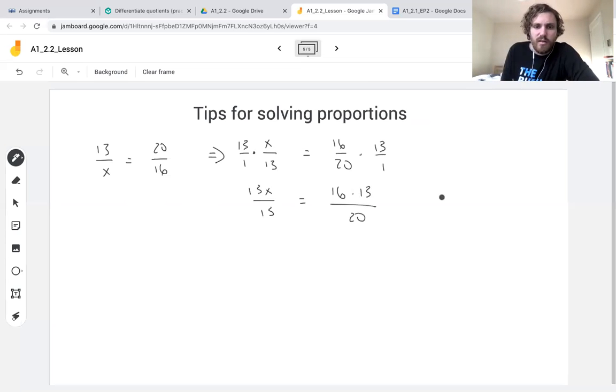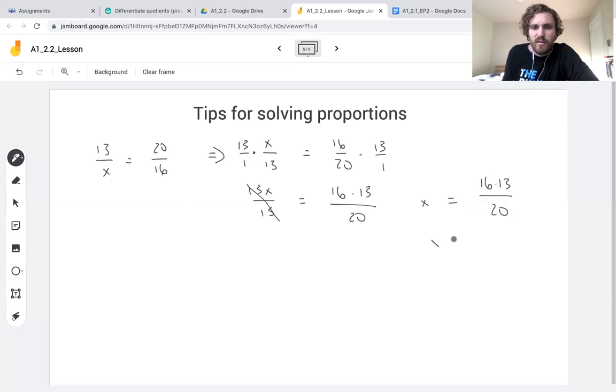So that's fine. And then I would get x is equal to, since 13 divided by 13 is 1, 16 times 13 divided by 20. Now I could use my calculator to multiply 16 by 13 and then divide by 20, but I can also recognize that these two numbers share factors. 16 and 20 are both divisible by 4, so I can divide those by 4 and simplify things for myself a bit.